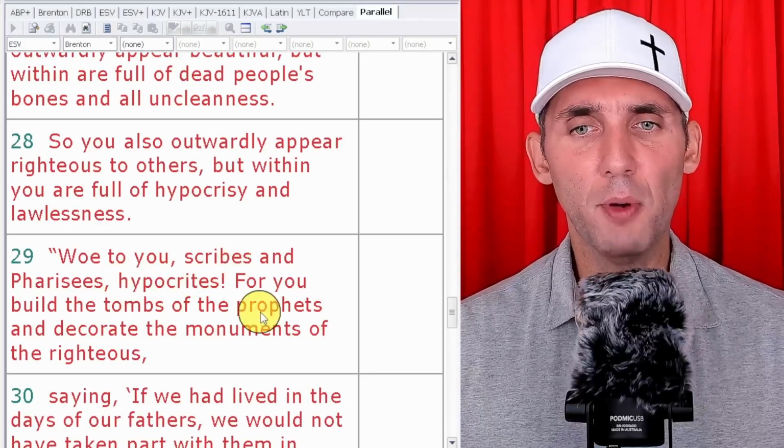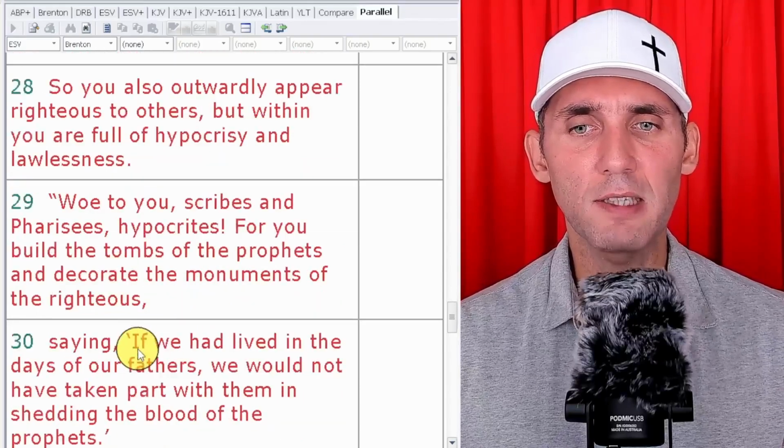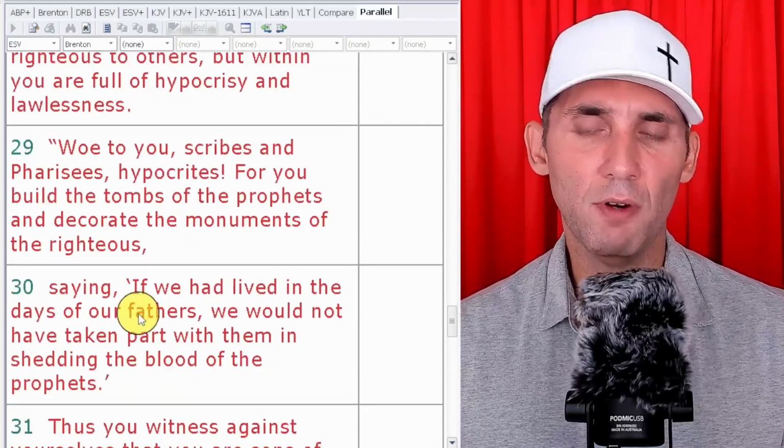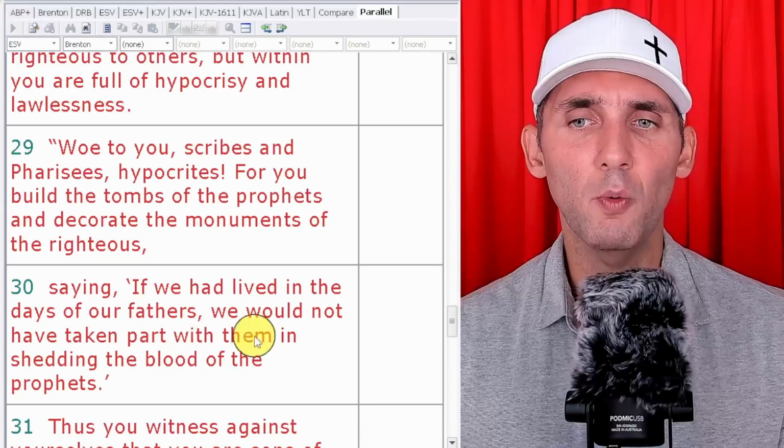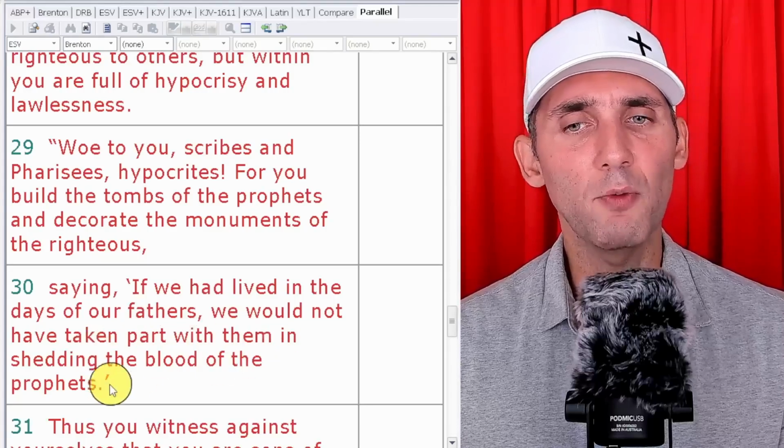For you build the tombs of the prophets and decorate the monuments of the righteous, saying, if we had lived in the days of our fathers, we would not have taken part with them in the shedding of the blood of the prophets.